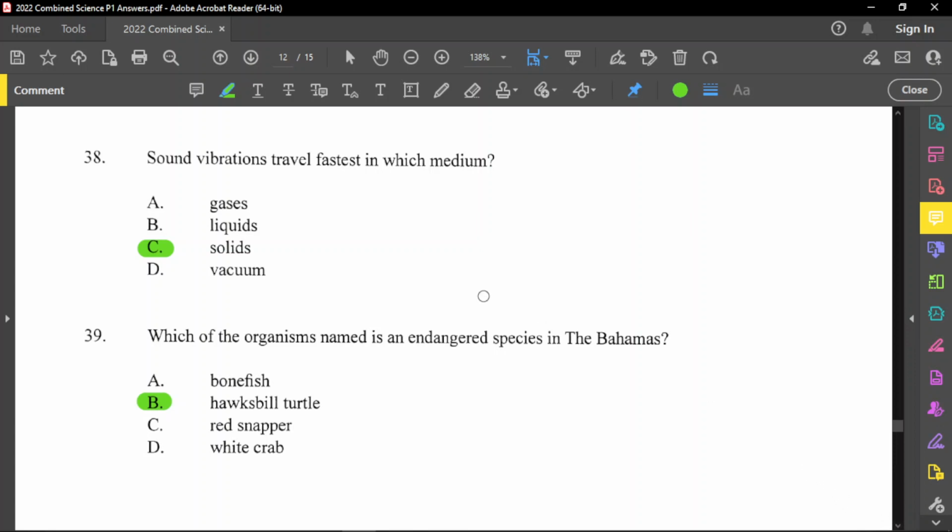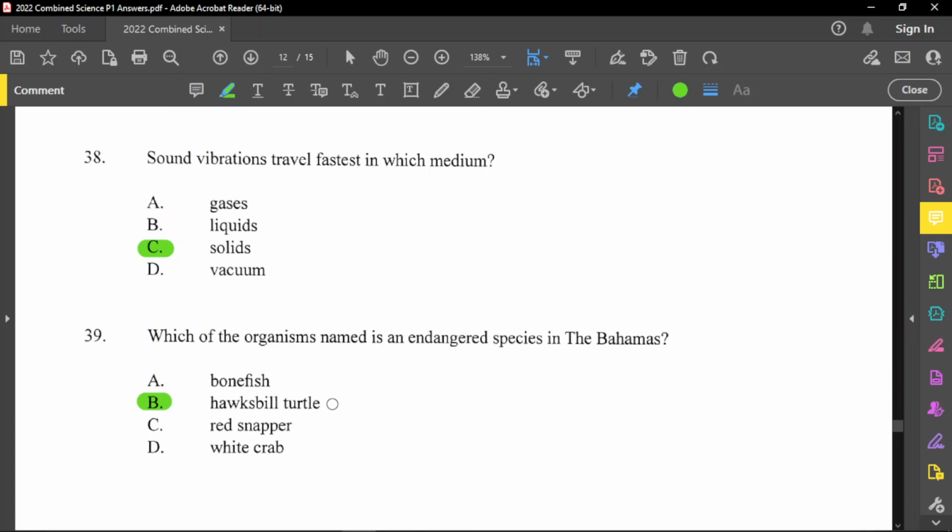And as a matter of fact, just to make mention, that is why you can't hear sound in a vacuum, right? Sound can't travel in a vacuum. So the fewer particles you have, or no particles at all, then sound travels much slower or not at all for a vacuum. All right, for 39, it said which of the organisms named is an endangered species in the Bahamas?